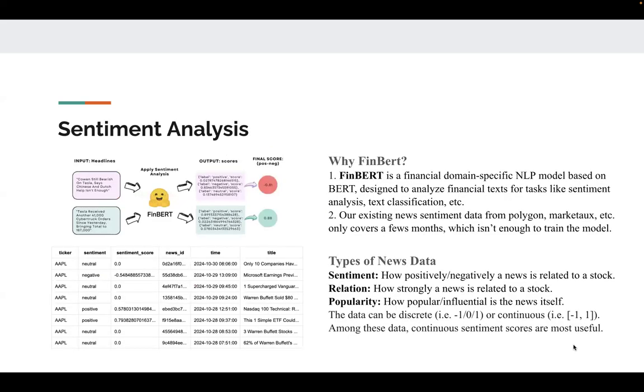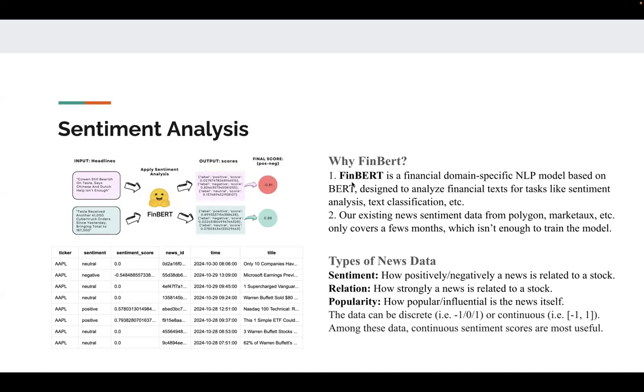And for the sentiment analysis part, we will use FinBERT. FinBERT will ingest the finance-related data and output the labels and scores. And our result is shown in this table, which contains sentiment labels and sentiment scores.